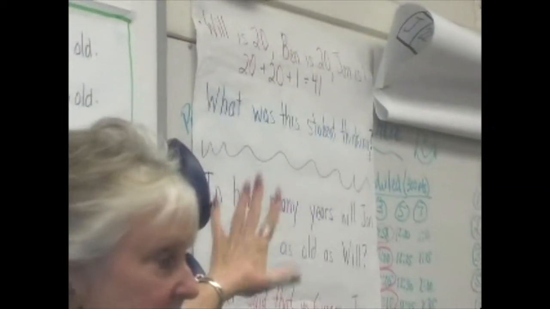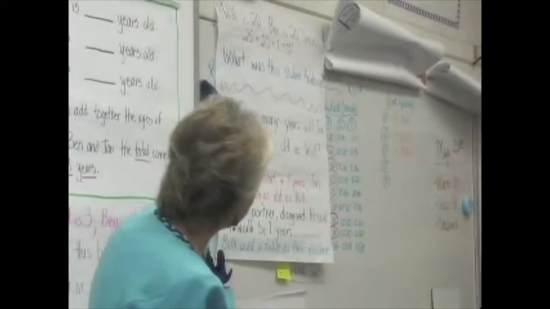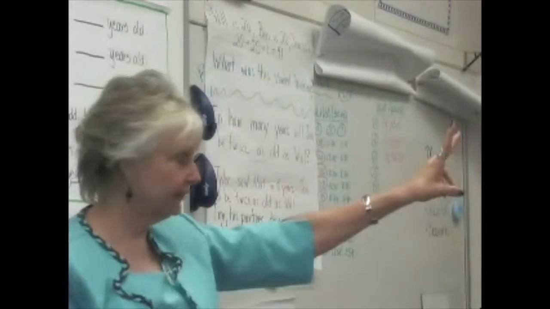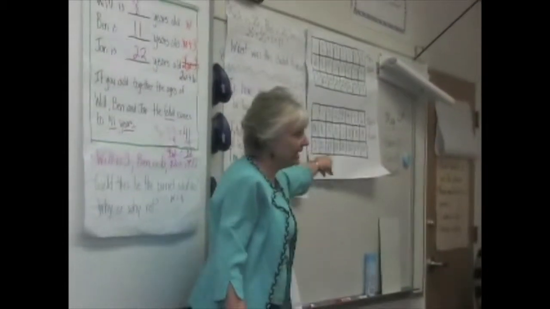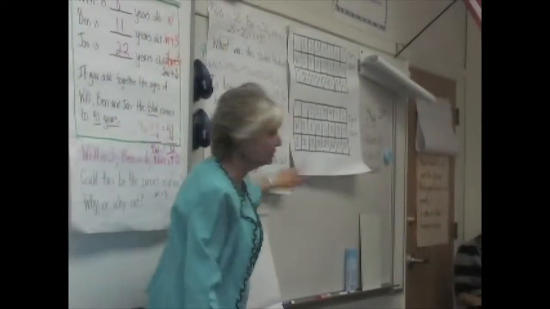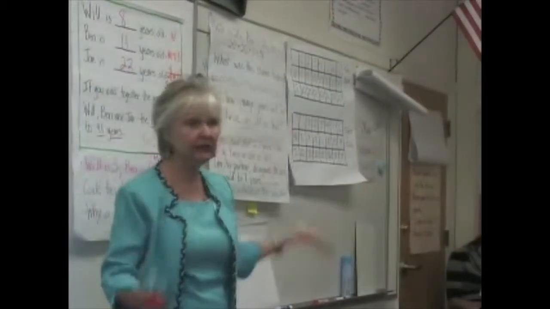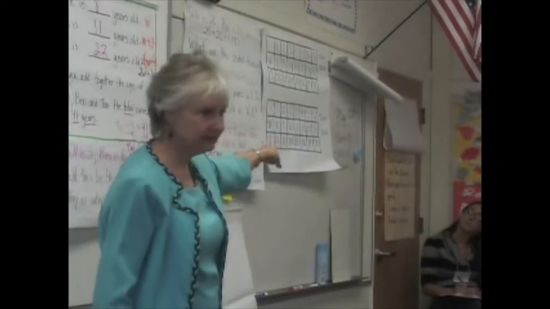The last part of the problem, if you remember, it said, in how many years will Jan be twice as old as Will? Yeah? So I got two different answers for that. Tyler said that it'd be 6 years, but Tim, his partner, disagreed. He said that it's 7 years, okay? And what I thought was really interesting is they both used a table as their evidence.